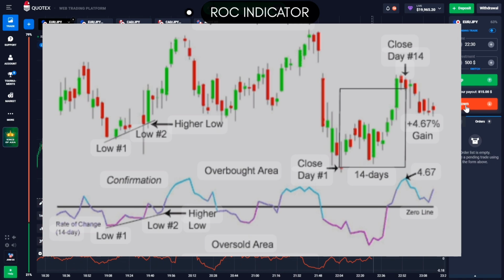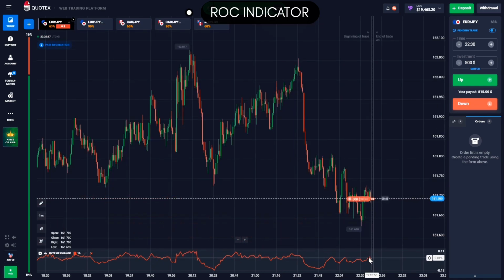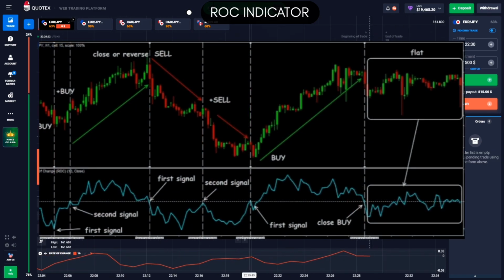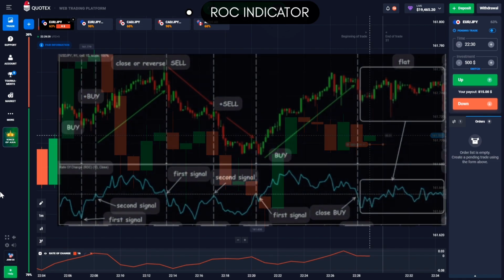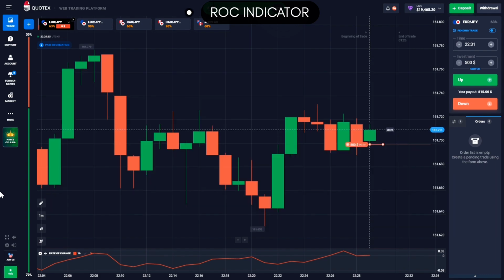Number 2. How it works for signals. Bullish signal. When the ROC indicator is above 0 and rising, it's a bullish signal, indicating that the asset's price is likely to continue rising. Bearish signal. When the ROC indicator is below 0 and falling, it's a bearish signal, indicating that the asset's price is likely to continue falling.